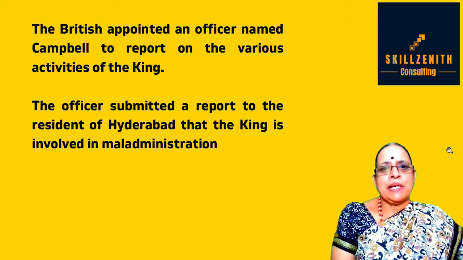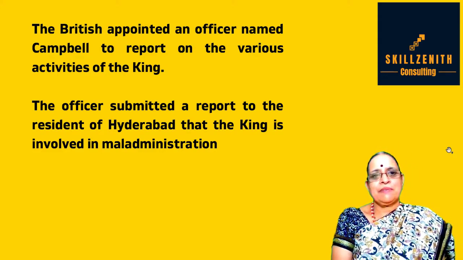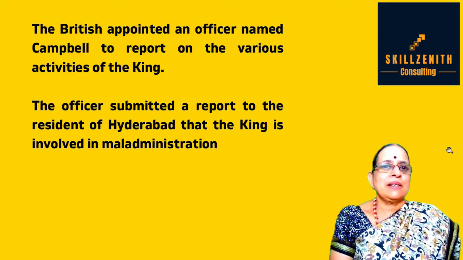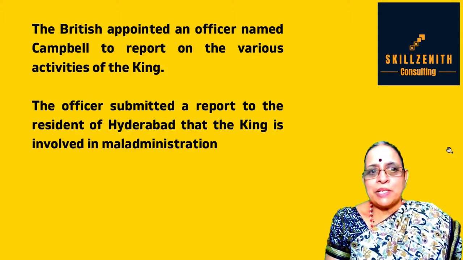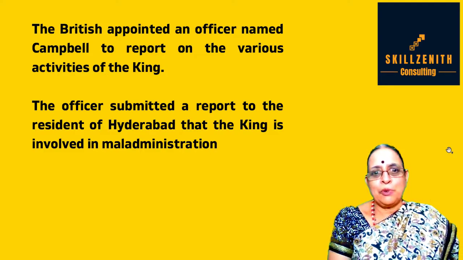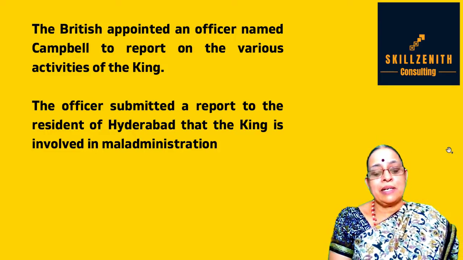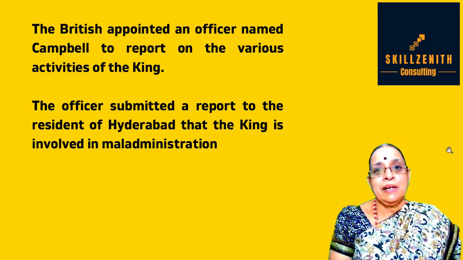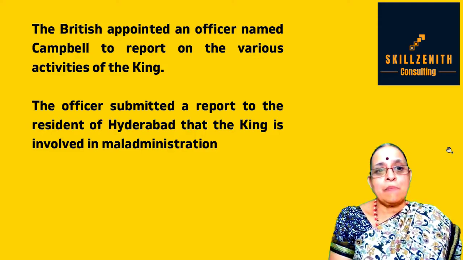The British appointed an officer named Campbell to report on the various activities of the king. This is nothing but espionage, like how CIDs or spies work. They appointed Campbell to report on the activities and movements of the king: what decisions he takes, what he does, with whom he makes friendships.